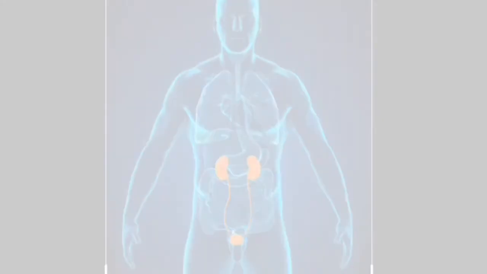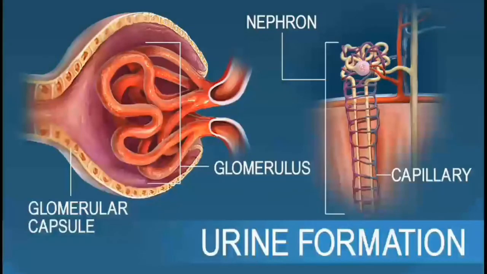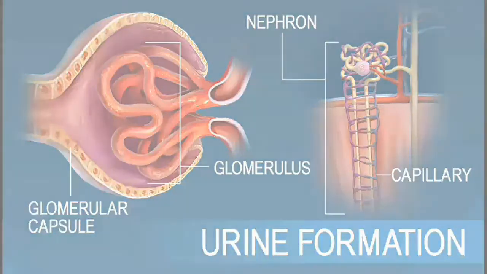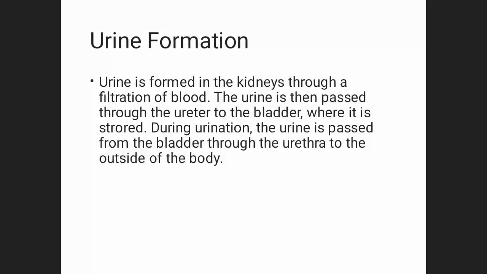Next to the parts and functions of the urinary system is urine formation. So how does urine form? Urine is formed in the kidneys through the filtration of blood. The urine is then passed through the ureters to the bladder, where it is stored. During urination, the urine is passed from the bladder through the urethra to the outside of the body. The kidneys filter unwanted substances from the blood and produce urine to excrete them.